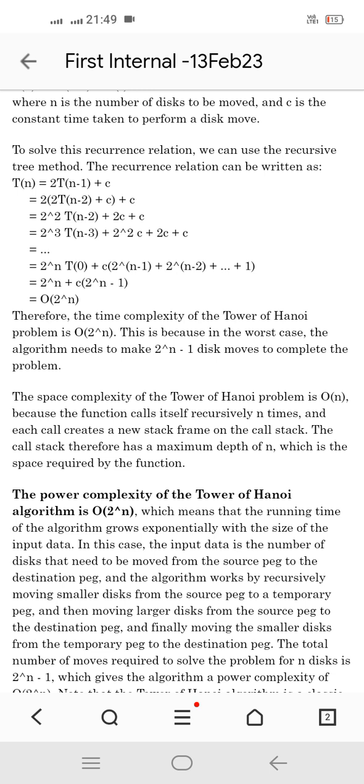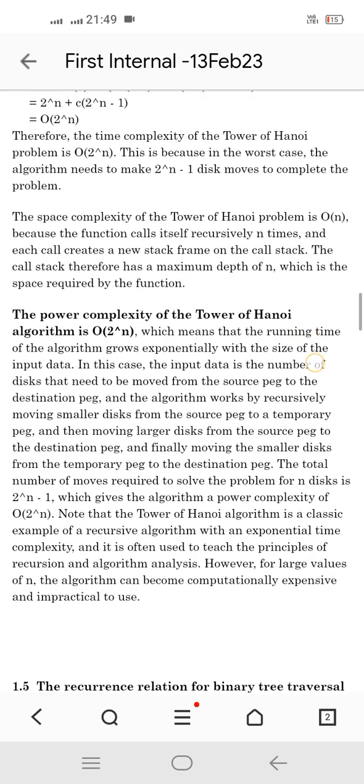The power complexity of the Tower of Hanoi algorithm is order of 2 to the power n, which means that the running time of the algorithm grows exponentially with the size of the input data.